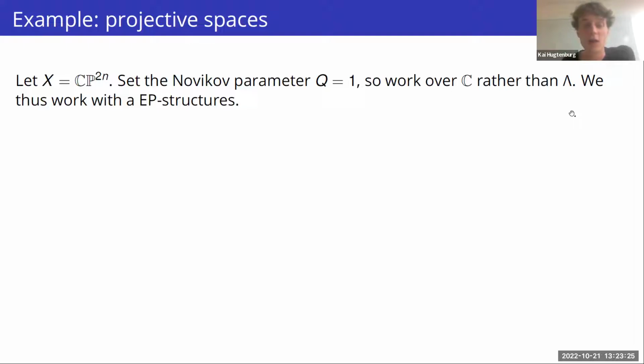In this case, projective space is a monotone symplectic manifold, so we can set the Novikov parameter Q equal to 1, so that we just work over the complex numbers rather than the Novikov field. And that simplifies the picture, because now instead of having a full tap structure, we only have this connection in the U direction and the pairing, and that just makes notation easier.